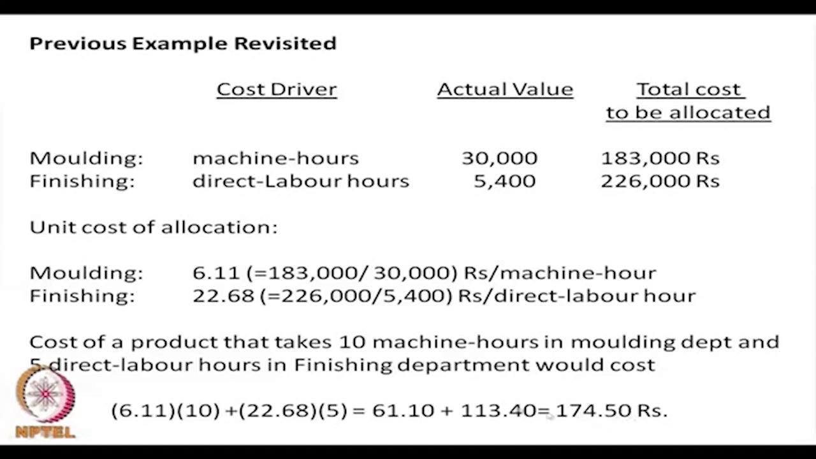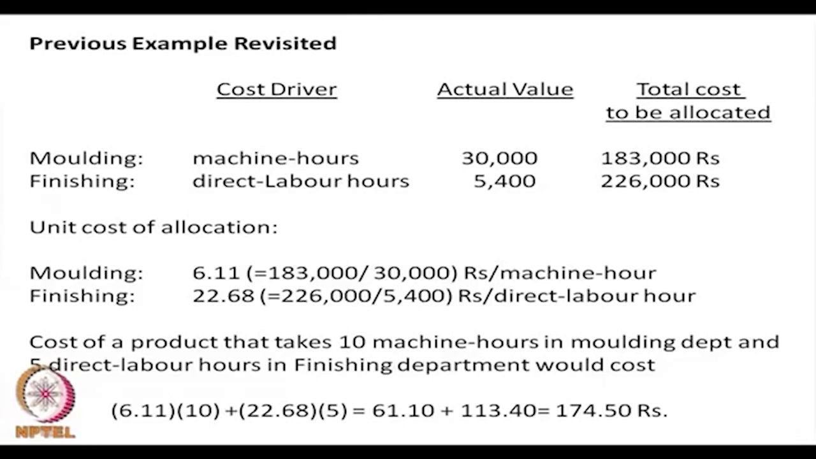That means the manufacturing cost of a unit product, in this particular case one that takes 10 machine hours in molding and 5 direct labor hours in finishing, is 174.50 rupees. So, this is the traditional method of applying cost to the final product.